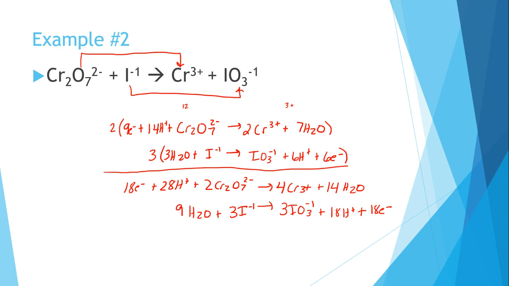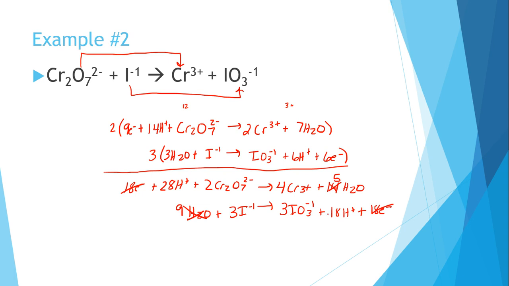Now that my electrons are the same, remember we can cancel what is the same on both sides. So 18 and 18 electrons cancel. We also have water on both sides, so they're going to simplify. We're actually going to get rid of these 9, and then 14 minus 9 gives me 5 water left over.